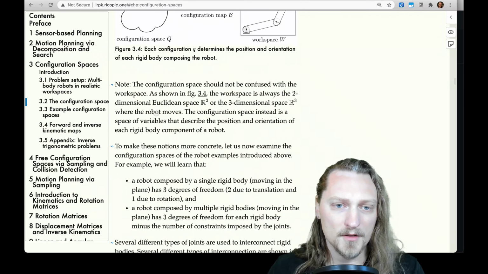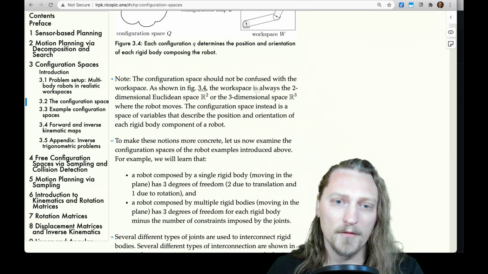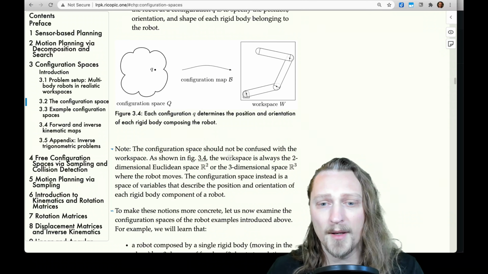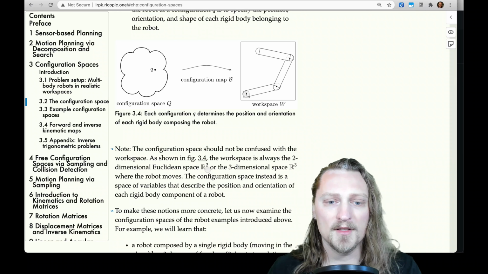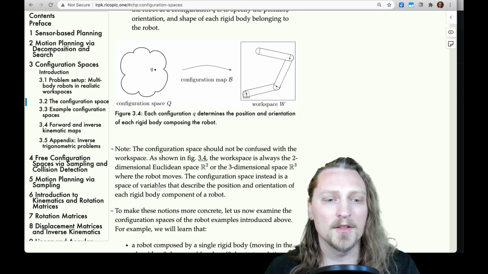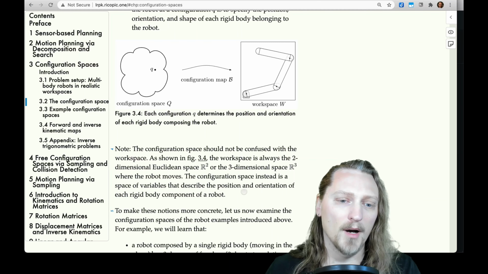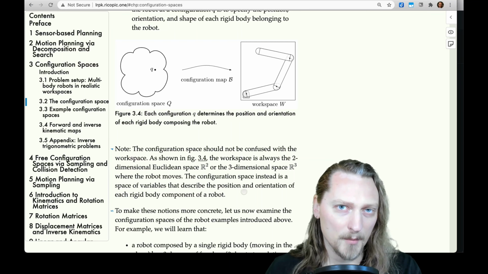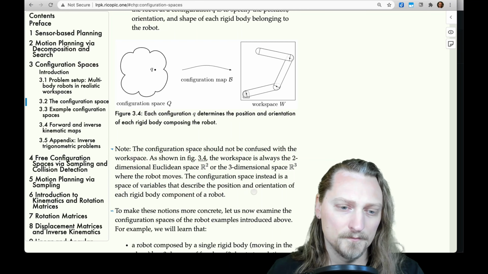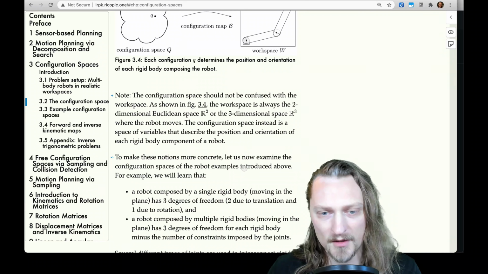Note, the configuration space should not be confused with the workspace. Common misconception. As shown in figure 3.4, we'll look at it again, the workspace is always the two-dimensional Euclidean space R2 or the three-dimensional space R3 where the robot moves. The configuration space, instead, is a space of variables that describe the position and orientation of each rigid body component of a robot. It's an abstract space. It's a mathematical space.